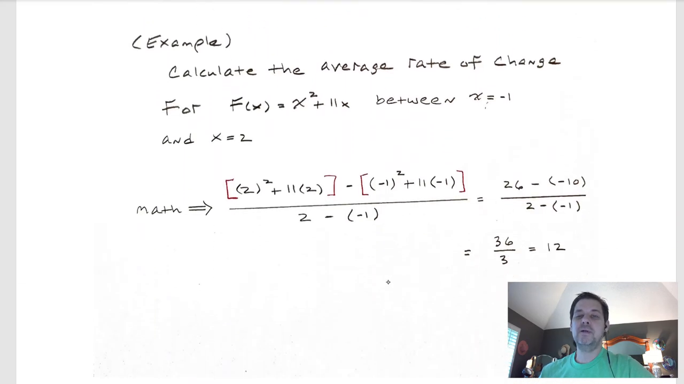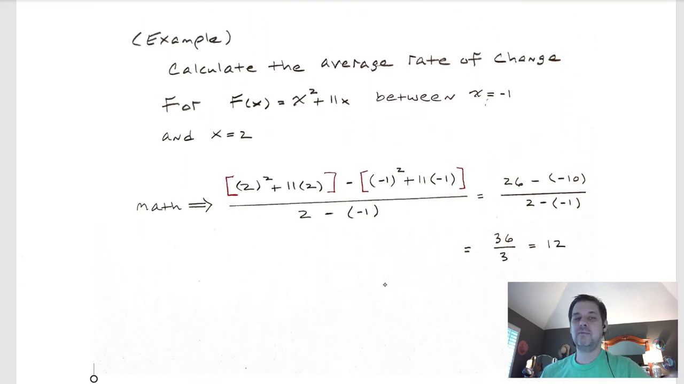So here's one that reads just like what I had told you. It says calculate the average rate of change for, okay, so here's that function, right? So we said we'll have a function, and then we'll have between x equals -1 and x equal to 2. So a function and two numbers. And the way that it's given to us is that first we get the smaller number, and then we get the larger number.